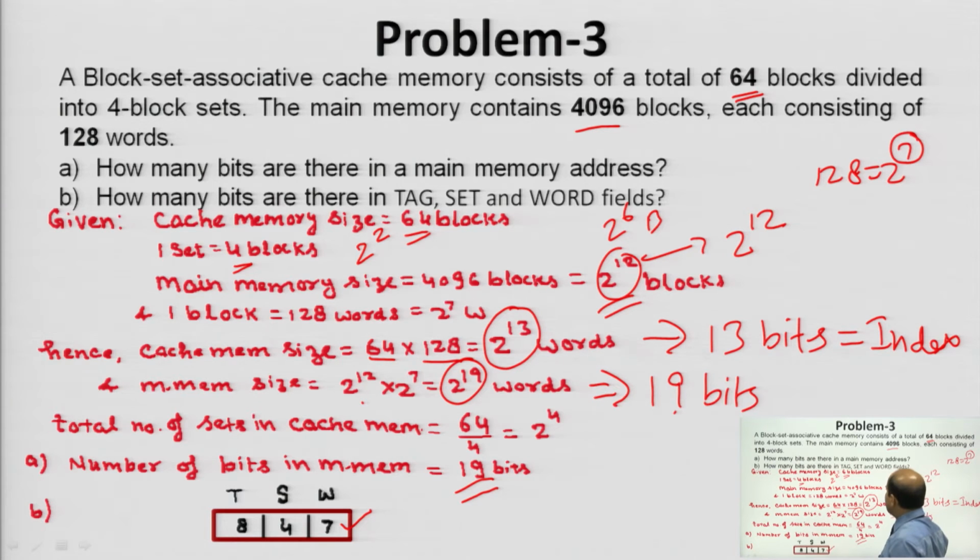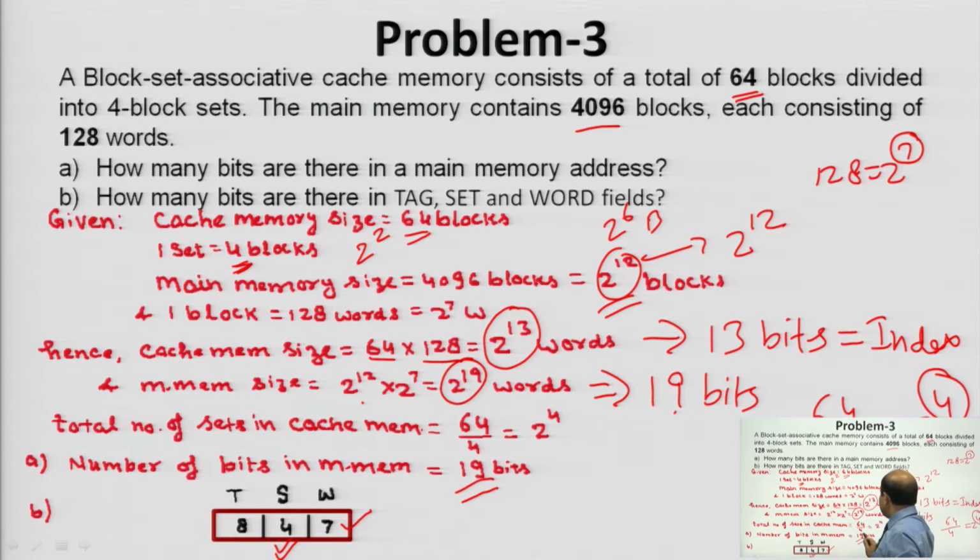And how many sets are there? So, we have to calculate the number of sets. In this case, it is given already, 4 blocks per set. Total number of sets in this case: what is the size of cache memory? How many blocks? There are 64 blocks, and in each set there are 4 blocks. So, it is divided by 4, it will come as 2 to the power 4. So, 4 bits are required to map the sets.